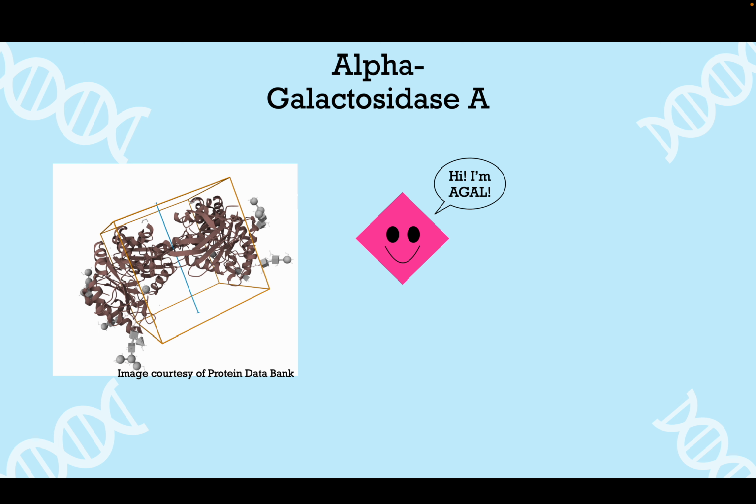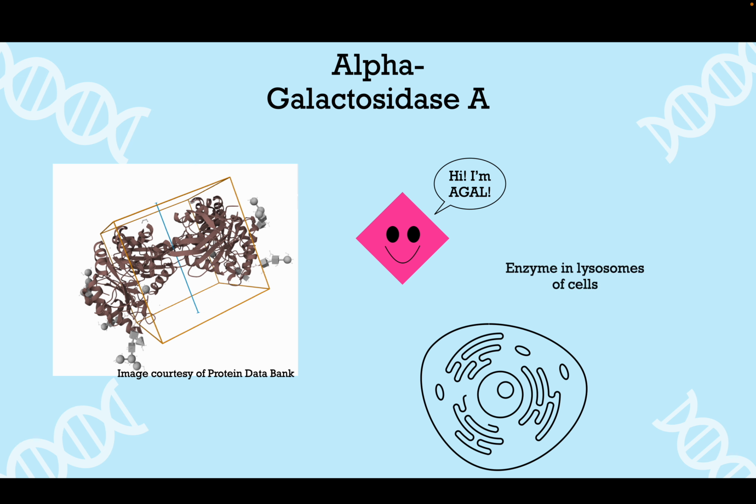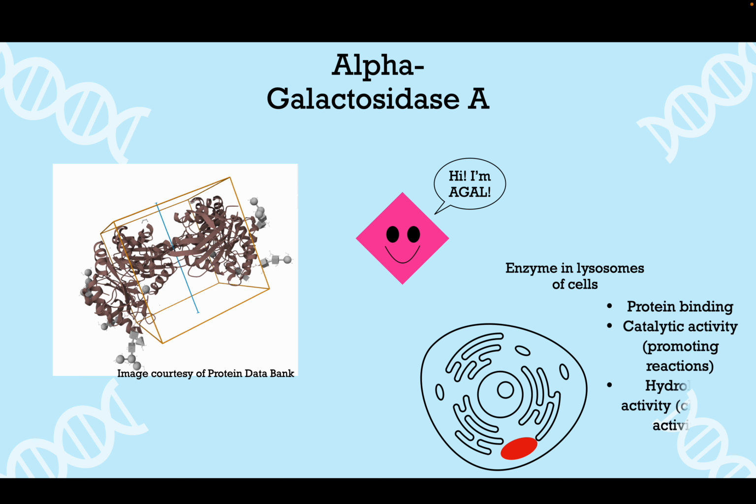While its name might make you think it's part of an intergalactic spaceship, AGAL is a protein found inside the lysosomes of your cells. It's here where AGAL has many roles, including facilitating proteins to bind, promoting reactions or catalytic activity. It has hydrolase activity, which is cutting smaller molecules into even smaller ones, and then it can also signal receptors. And while all these functions are important and can help explain why Fabry disease is one that causes such widespread complications in our bodies, our main focus today is on AGAL's hydrolase and catalytic capabilities.